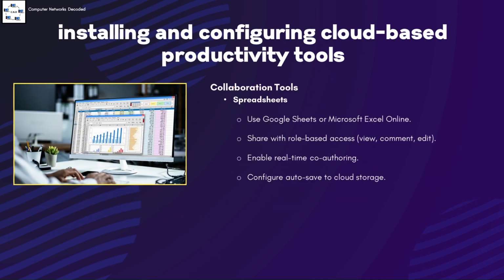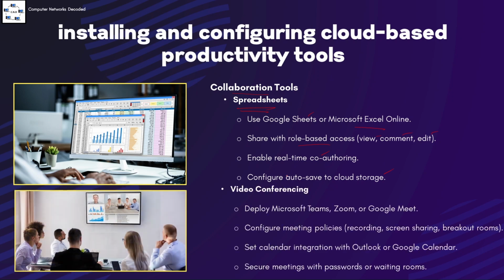Next are some collaboration tools, and the first one is the spreadsheet. Use Google Sheets or Microsoft Excel Online. Share with role-based access: view, comment, and edit. Enable real-time co-authoring and configure auto-save to cloud storage. Video conferencing: deploy Microsoft Teams, Zoom, or Google Meet. Configure meeting policies such as recording, screen sharing, and breakout rooms. Set calendar integration with Outlook or Google Calendar, and secure meetings with passwords or waiting rooms.